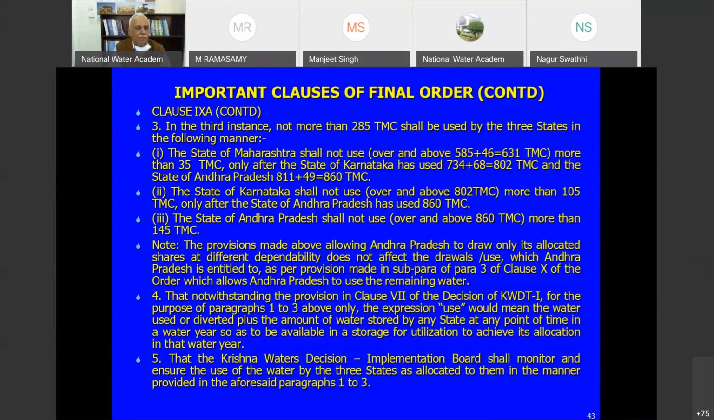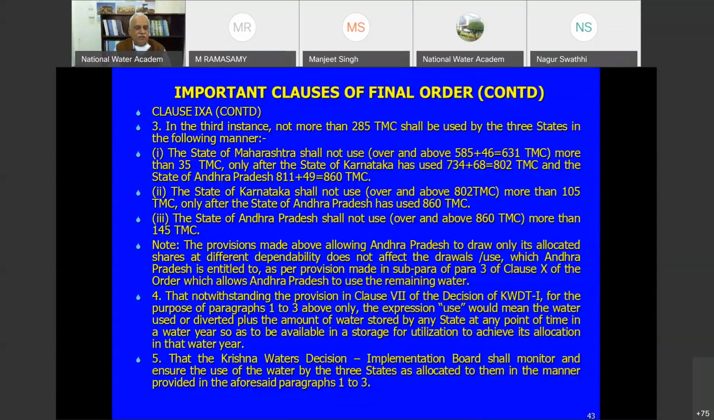Notwithstanding the provision in clause 7 of the decision of KWDT 1, for the purpose of paragraphs 1 to 3 above only, the expression used would mean the water used or diverted plus the amount of water stored by any state at any point of time in a water year, so as to be available in storage for utilization to achieve its allocation in that water year.